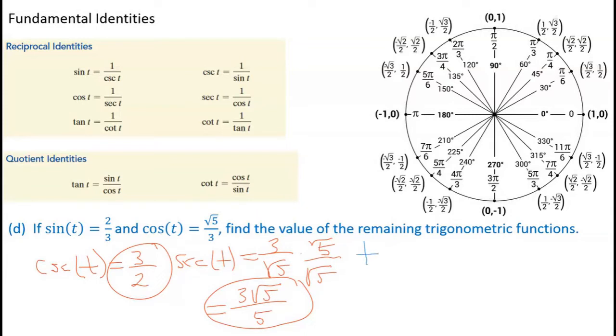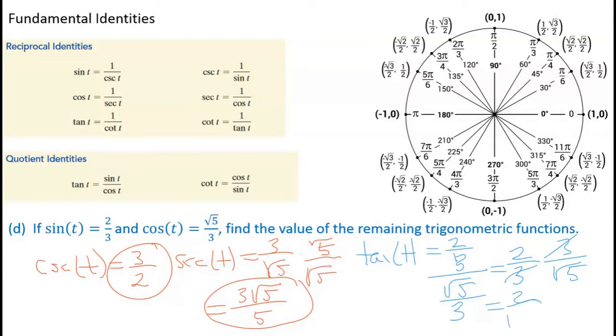So what about tangent of t? Now, tangent, remember, is sine over cosine. It's right there in front of us. That's the quotient identity. So sine is 2/3, divided by cosine, which is square root of 5 over 3. And then I invert and multiply. So that is 2/3 times 3 over the square root of 5. Now what's great about this is the 3's cancel, and I get 2 over the square root of 5.